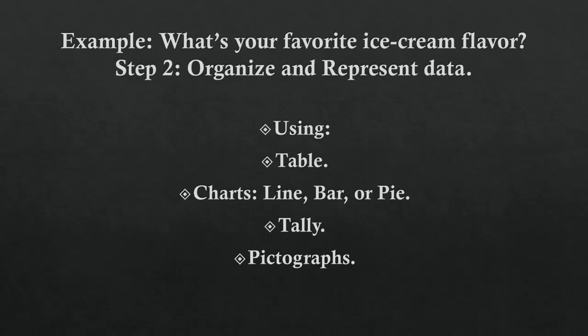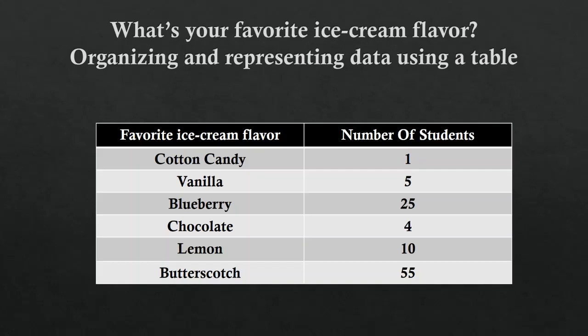Step number 2 is that we organize and represent data. We have different ways, whether we use tables or charts or tally, pictographs, whatever it is, we have 100 ways of representing data. And in this case, we're just going to take a few of them. So the first way of organizing and representing data is using a table. A table has rows and columns, and each column has a title, and then the data is aligned and represented itself. In this case, we have 2 columns.